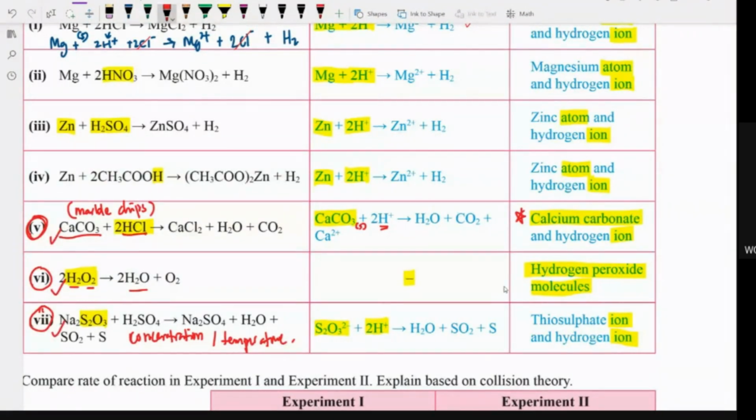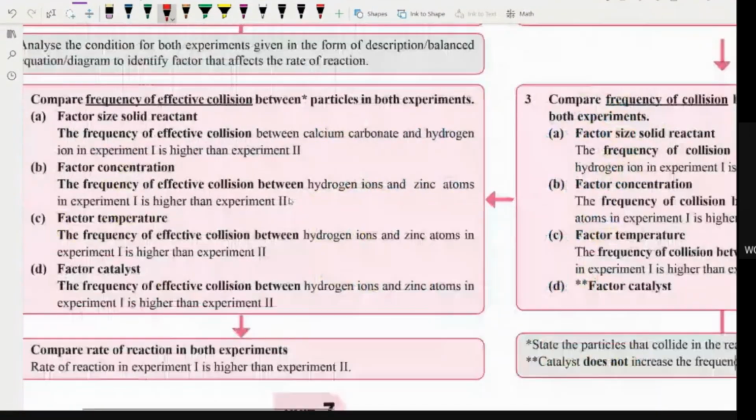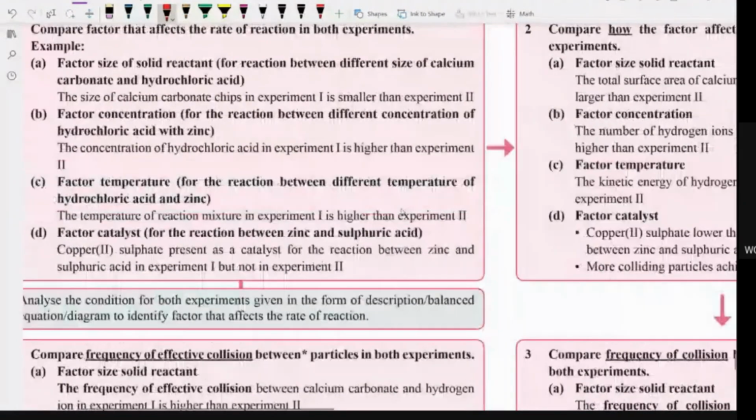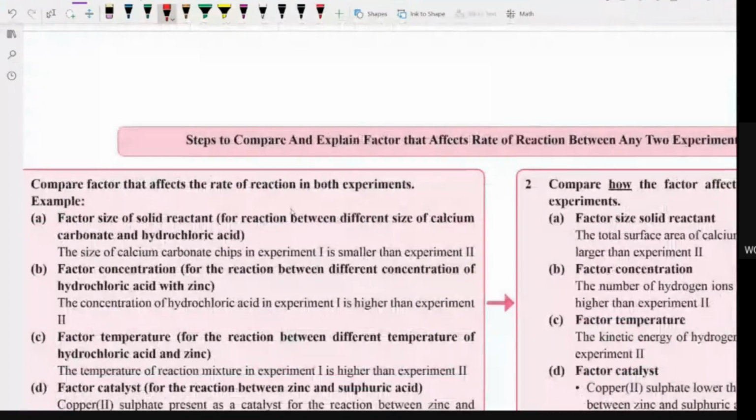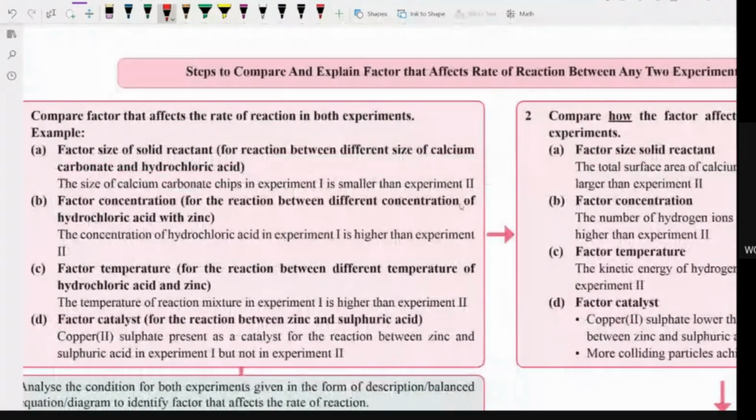So class, you can see under this, these three are popular. Now we go back to the collision theory. There are 4 points actually. If you are given 2 experiments, there are 4 points that you need to mention. Here they are already listed out. So in the exam or when you do the exercise, you just refer to these notes. I think this one is very good for you to practice now.